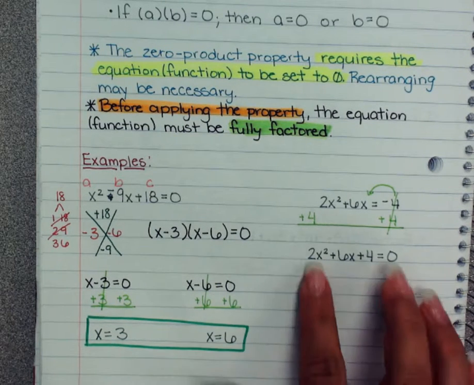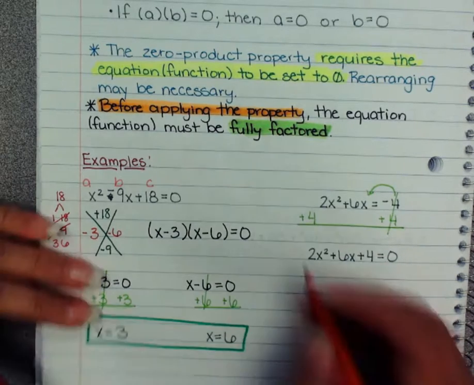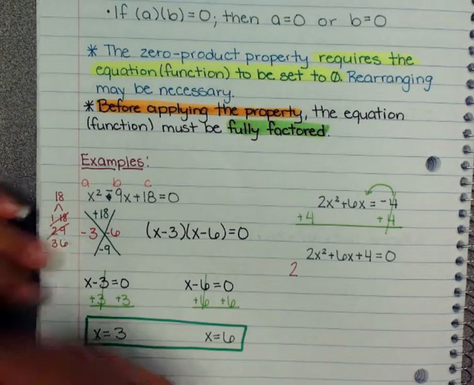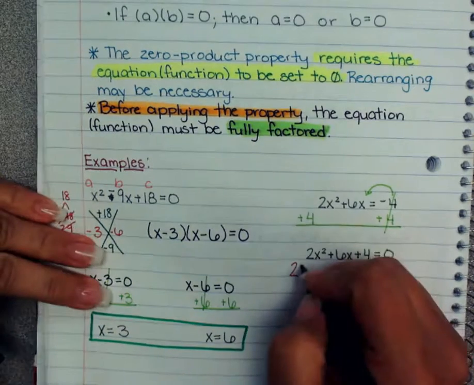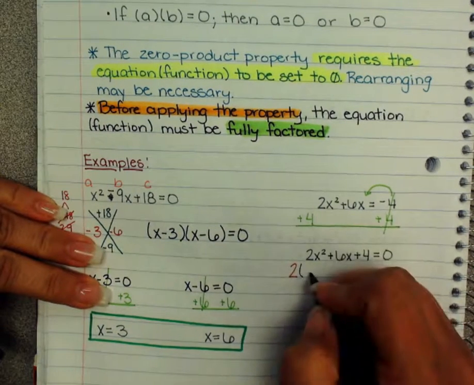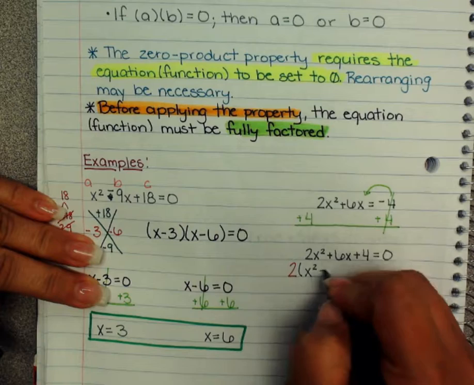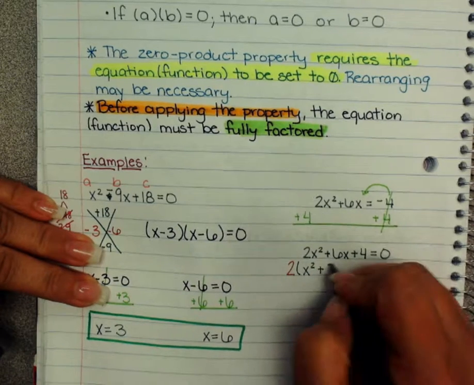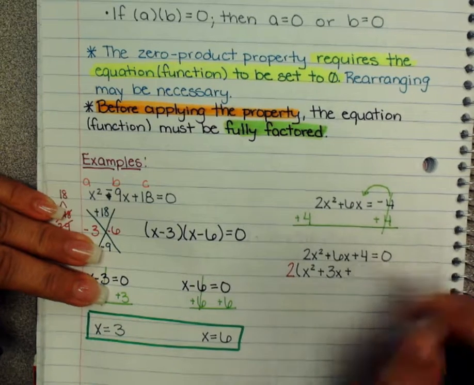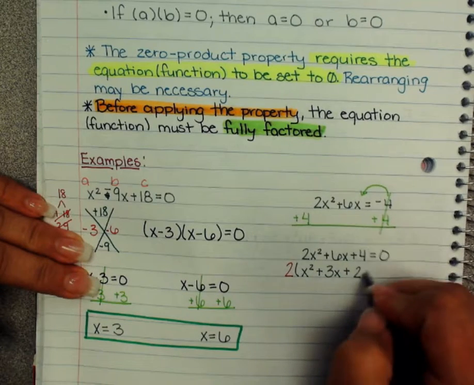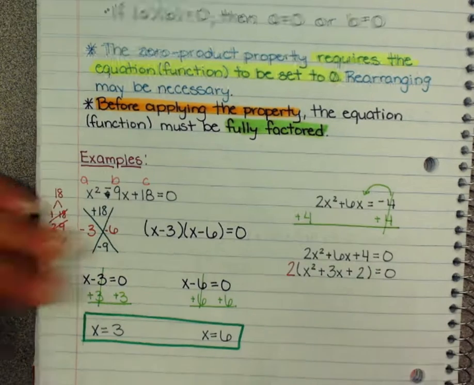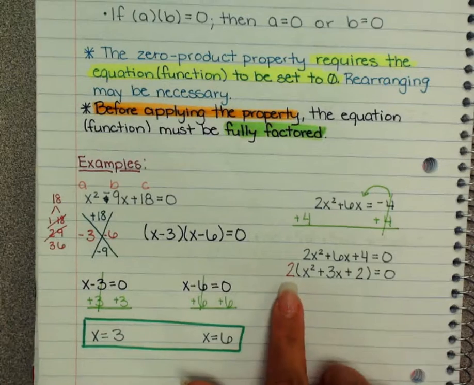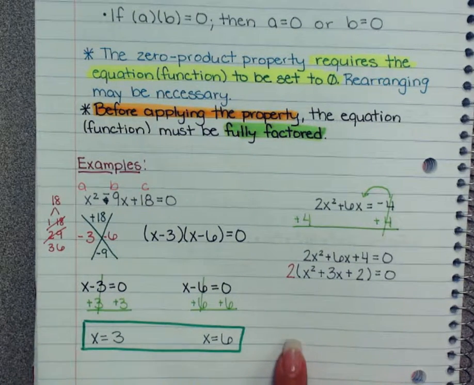Well, when I look, they have a 2 in common, so I'm going to pull a 2 out. So that means everything is getting divided by 2. Well, 2 divided by 2 is 1, so we're just left with an x squared, plus 6 divided by 2, that's 3x, plus 4 divided by 2, that's a 2. And it's still equal to 0. So that little 2 right here is going to follow us all the way down until we're done.